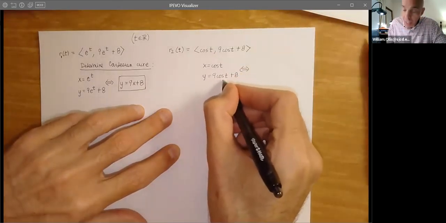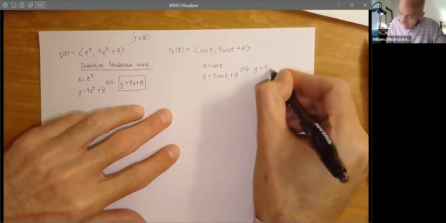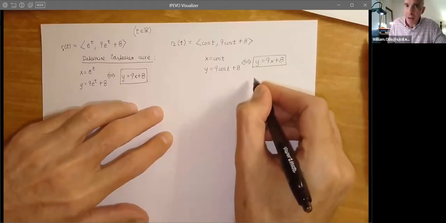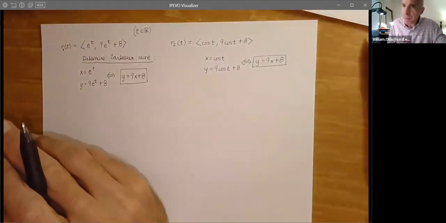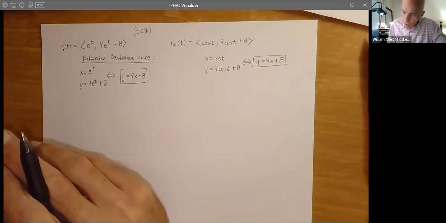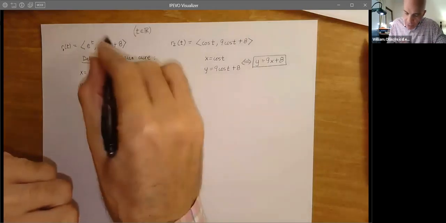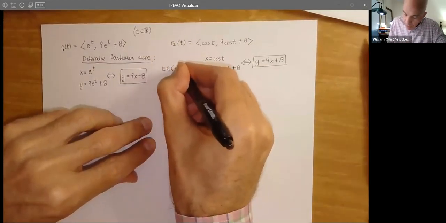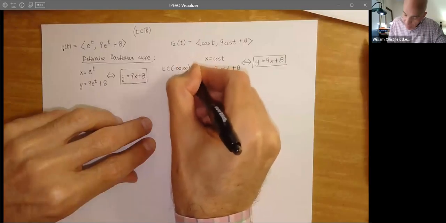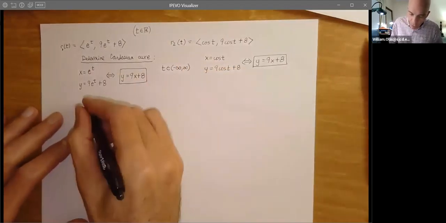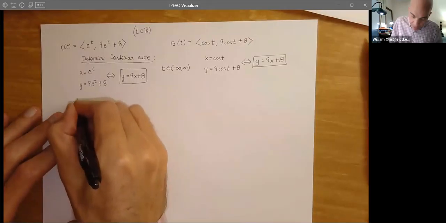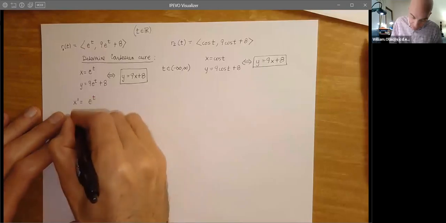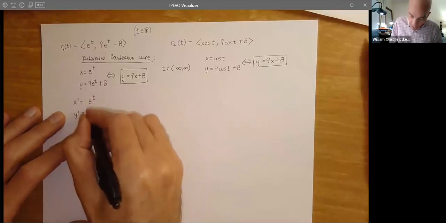Let's do the same thing here. x equals cosine t. y is 9 cosine t plus 8. Of course, same analogy. x is cosine t, so we replace cosine t with x. So we get 9x plus 8 for y. So the Cartesian equation is defined, at least in both cases, to be the same. Now we look at this and say, okay, well, any t works in all of these. So t could live here.